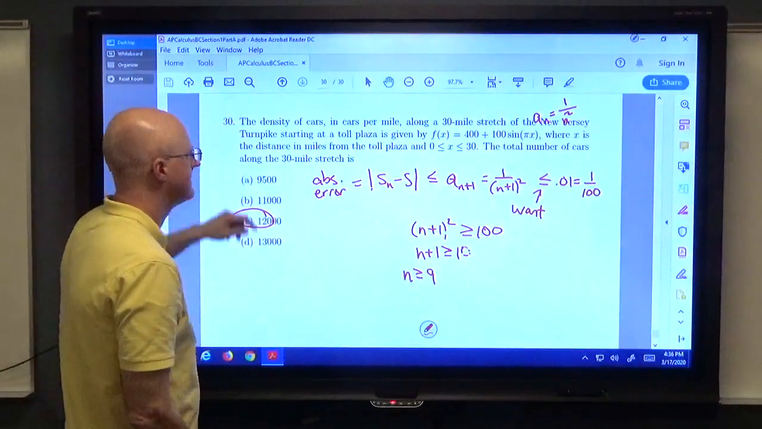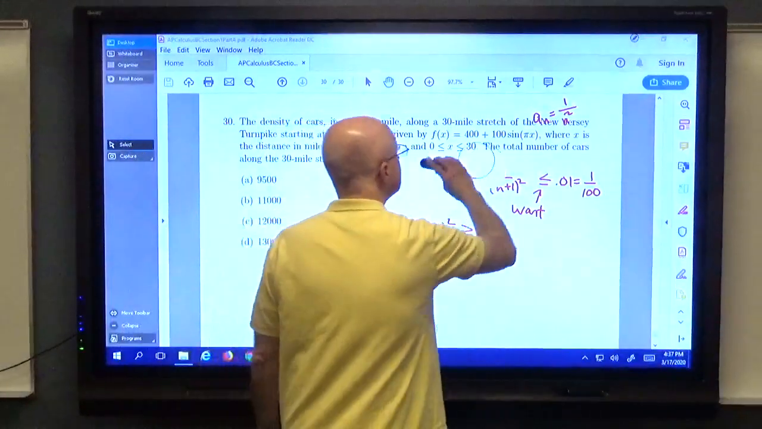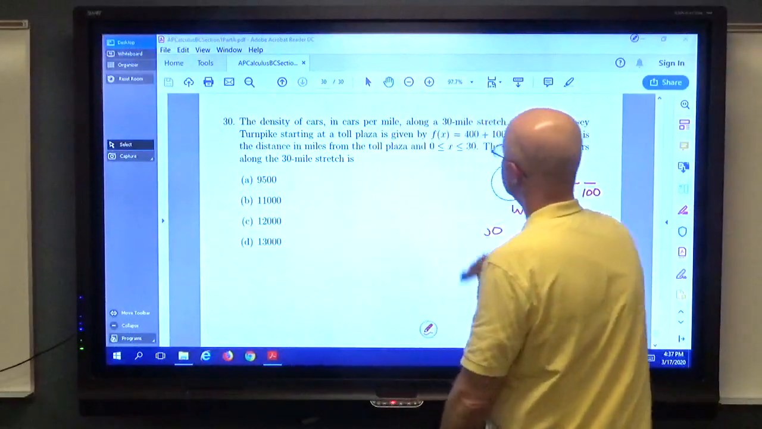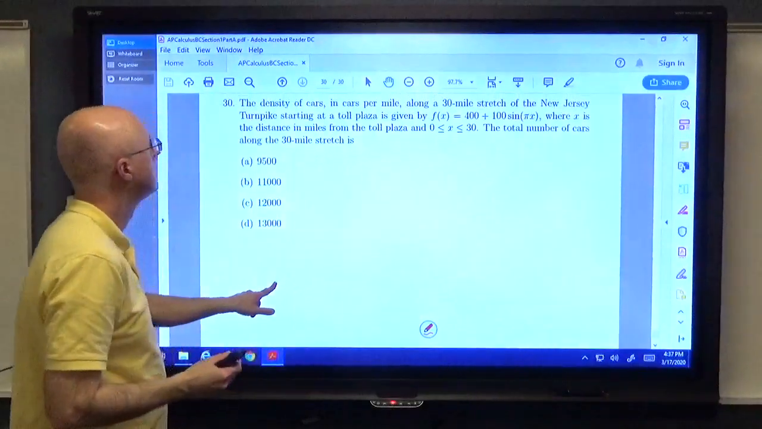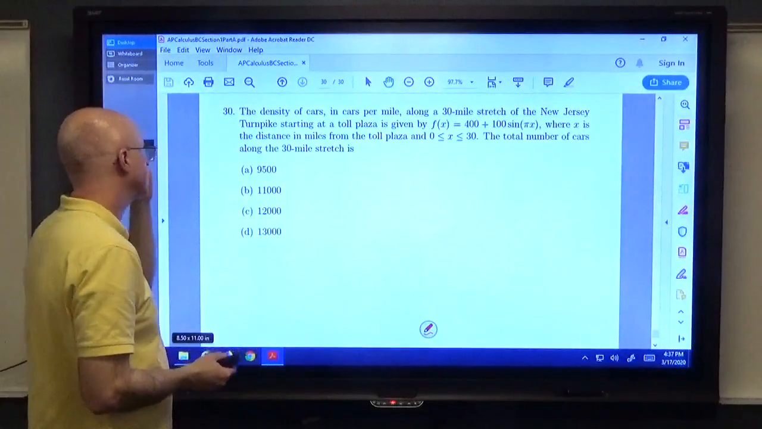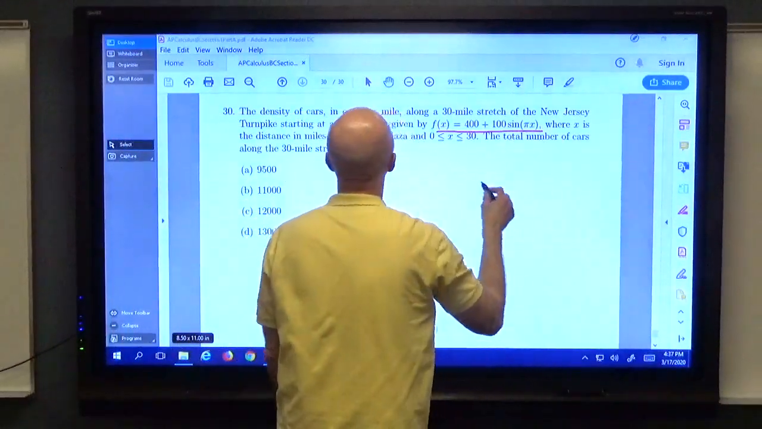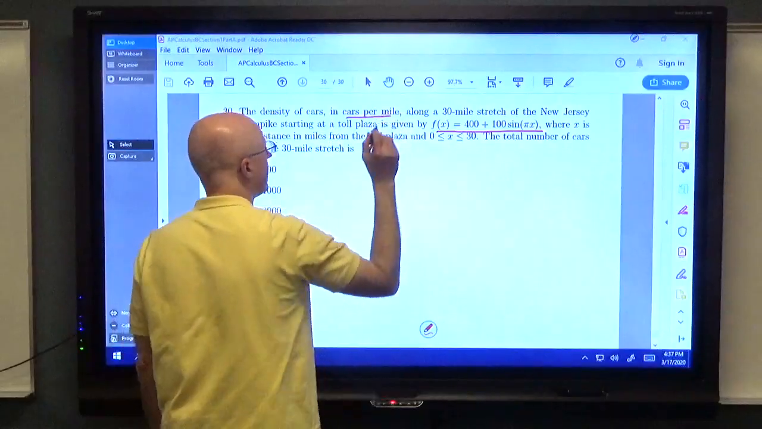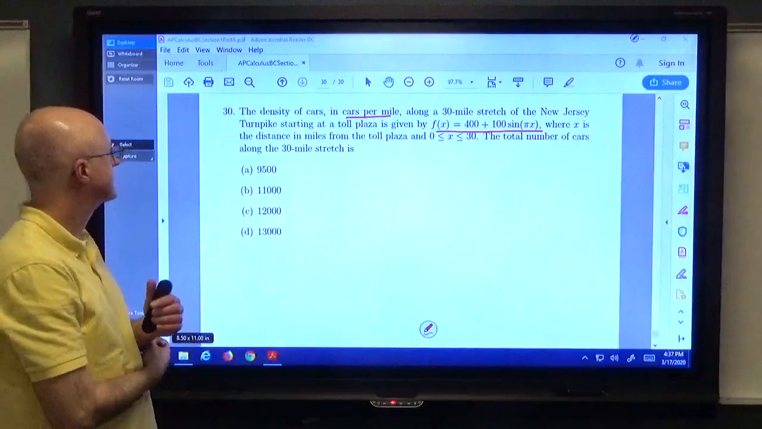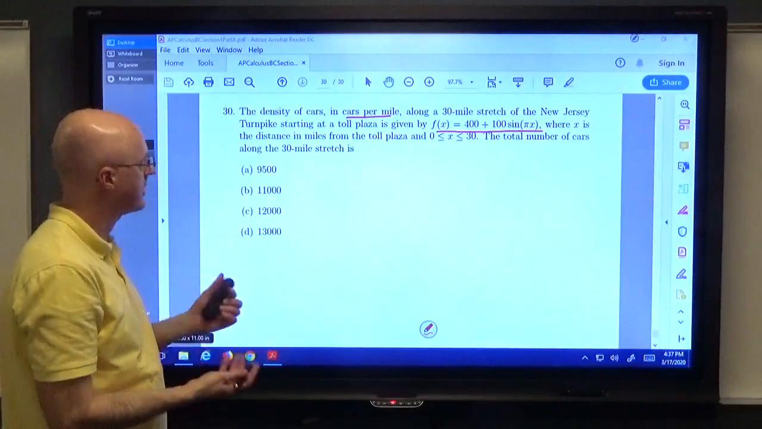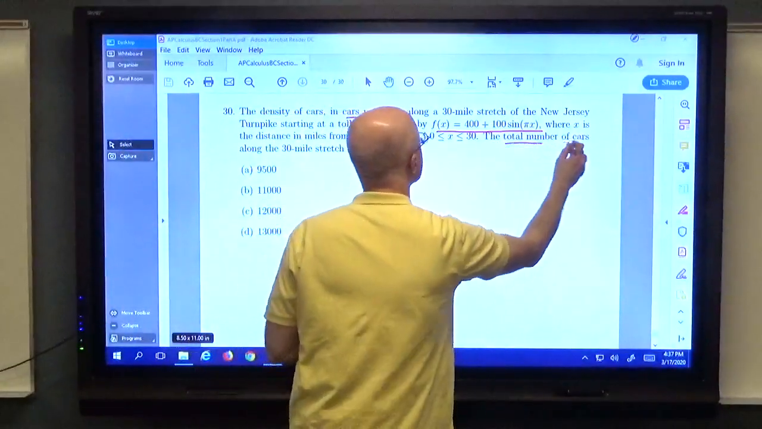Last question, and it's actually a lot easier than it looks. The density in cars per mile along a 30-mile stretch of the New Jersey Turnpike, starting at a toll plaza, is given by this density function. So cars per mile is the units of that, where x is the distance in miles from the toll plaza where you started, and x is between 0 and 30. What's the total number of cars?